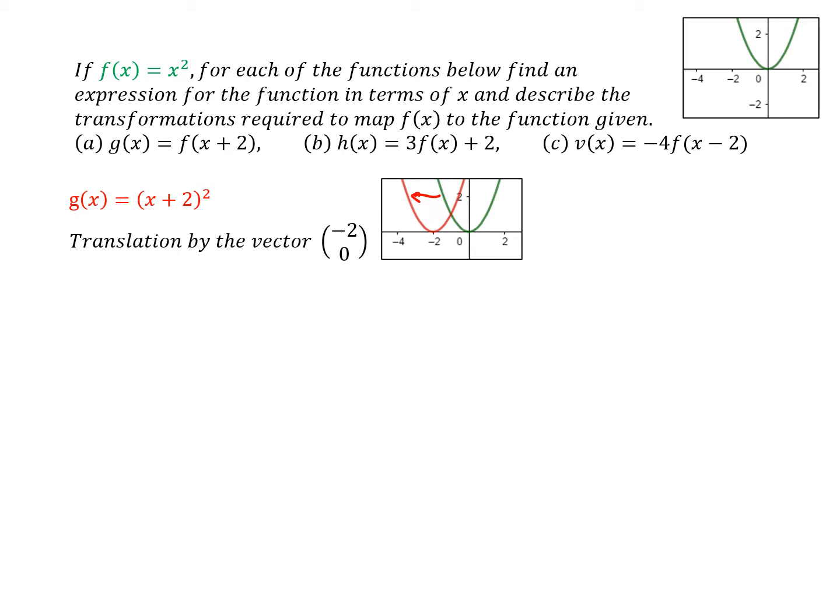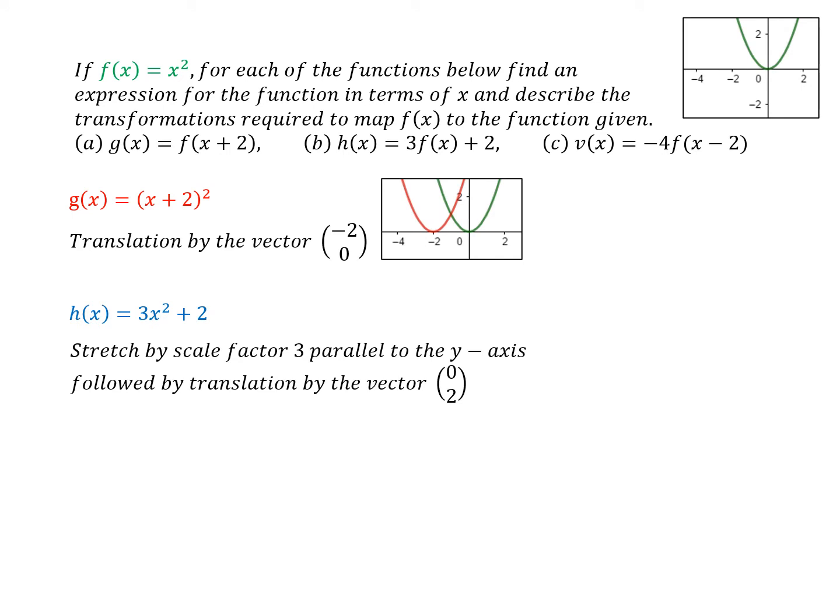H of x is 3 times f of x plus 2. Well, f of x is x squared, so this is 3 times x squared plus 2. So that's h of x there, 3 times x squared plus 2, which is a stretch by a scale factor 3 parallel to the y-axis, followed by a translation by the vector (0, 2).